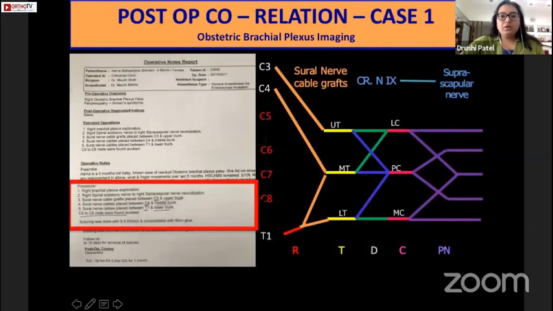This is a post-op correlation which was concordant with the MR findings. This is the post-op notes, and there were these sural nerve cable grafts that were put from C3 and C4 to the upper trunk and middle trunk.